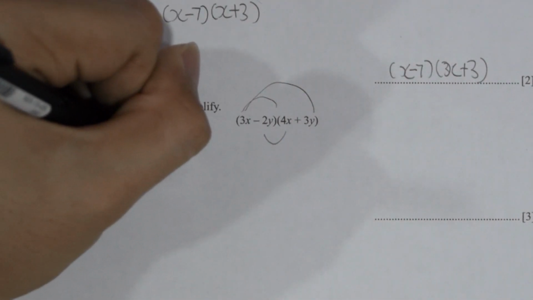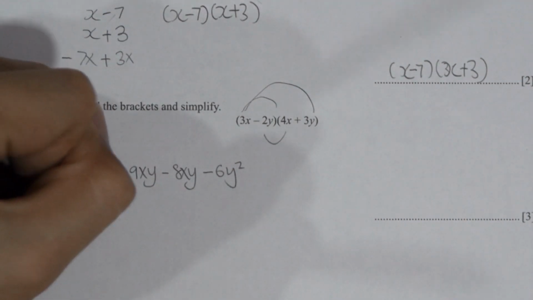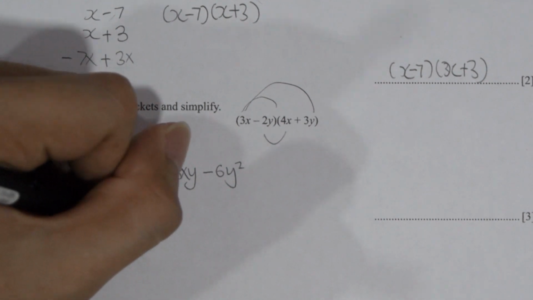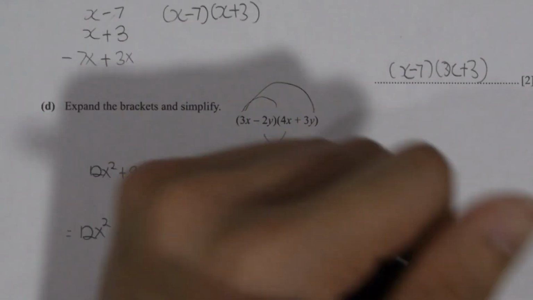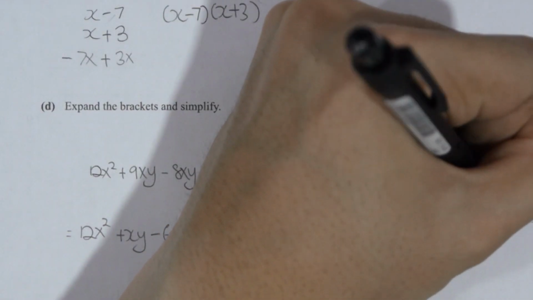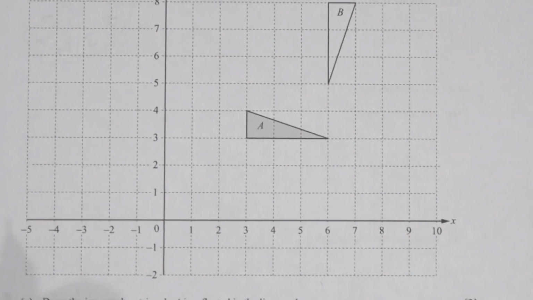Lastly, expand the bracket and simplify it. All you need to do is multiply 3x into 4x, 3x into 3y. Then you do the same thing, negative 2y times 4x, negative 2y times 3y. The tricky part here is you need to remember to also carry the symbol of the part that you selected. In our case, the tricky part will be negative 2y. You need to multiply it into 4x and also positive 3y.